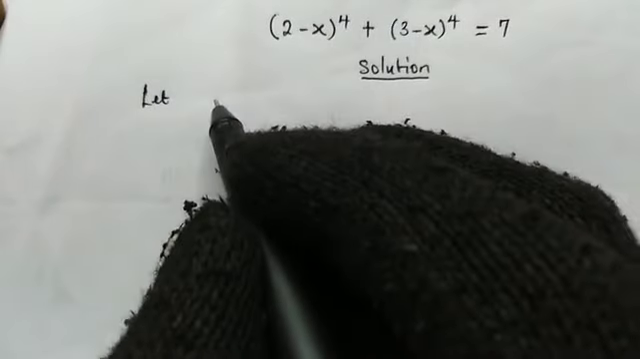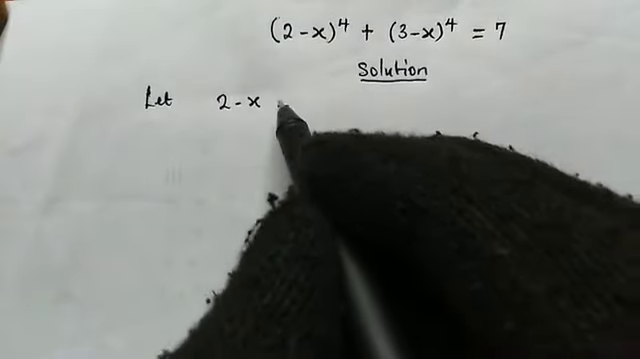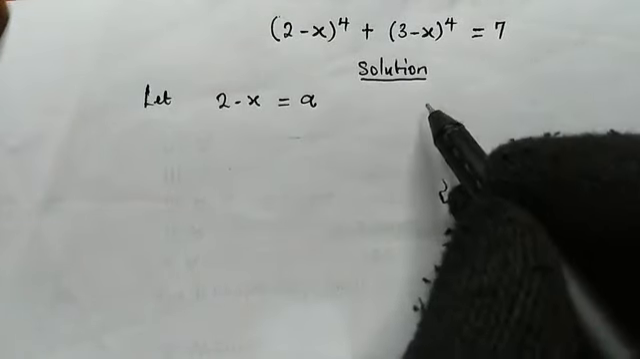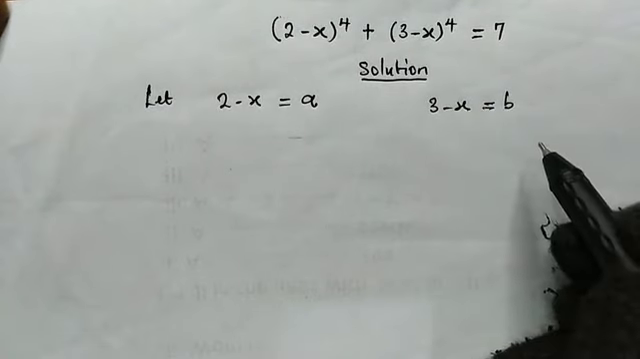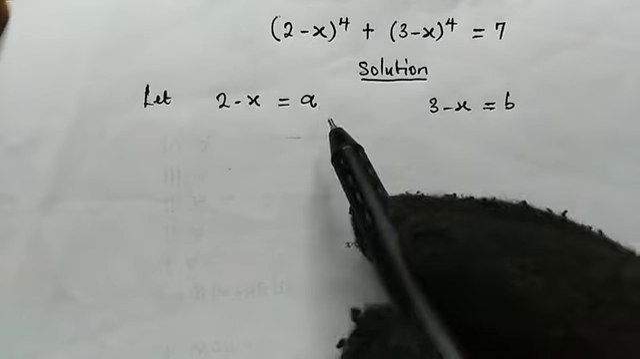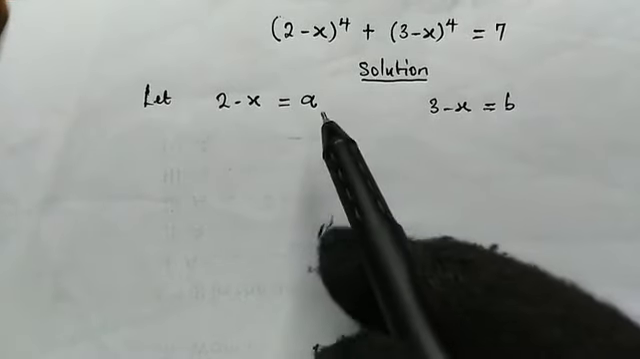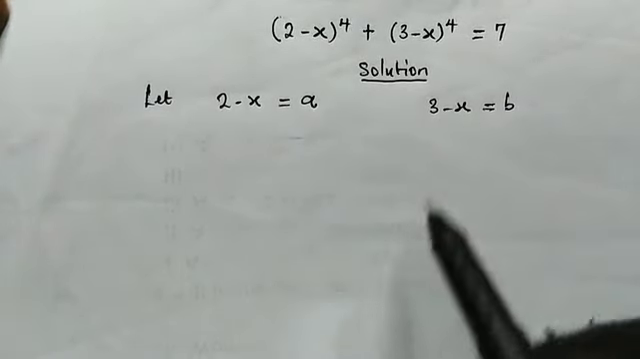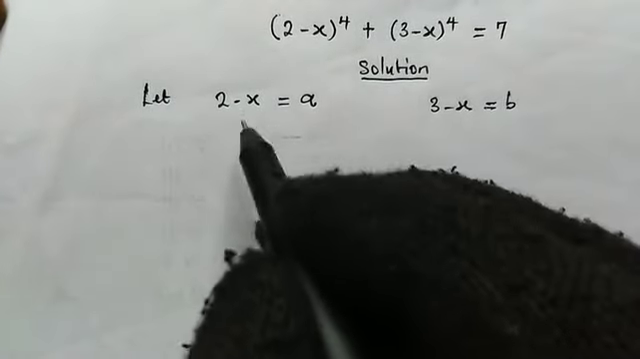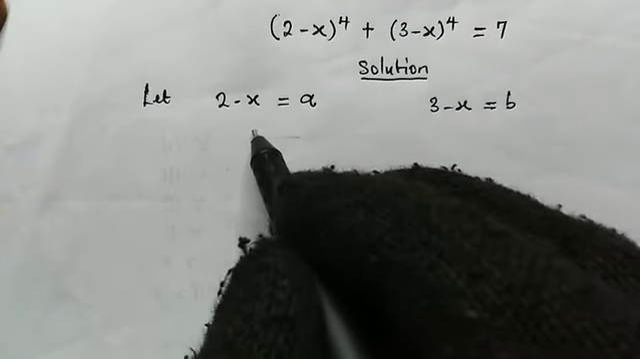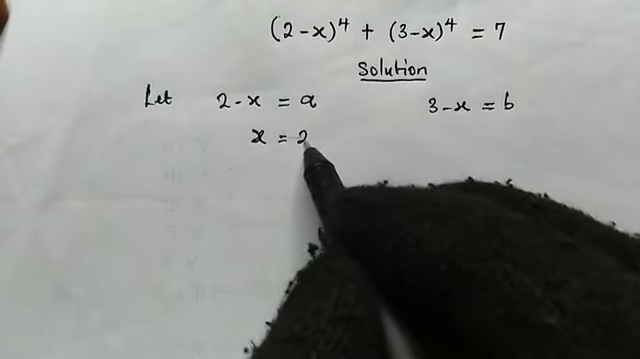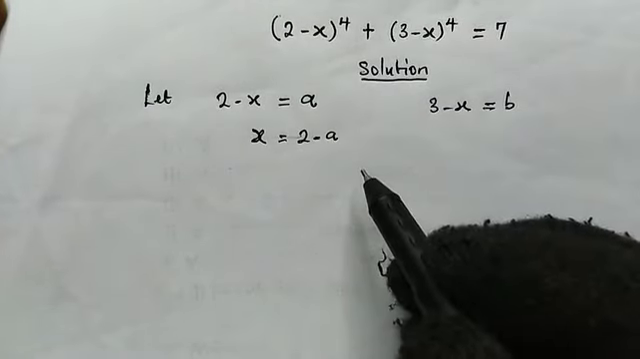Now let's start with a substitution. So we're going to let 2 minus x equals a. I'm going to let 3 minus x equals b. Whatever value we get for a and b, we can use any of these equations to solve for the value of x, right? So here we can solve for the value of x in terms of a, and x will be equal to 2 minus a, right?